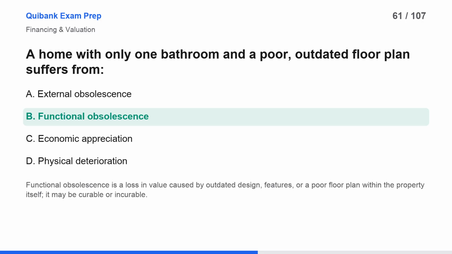The answer is B. Functional obsolescence. Functional obsolescence is a loss in value caused by outdated design, features, or a poor floor plan within the property itself. It may be curable or incurable.